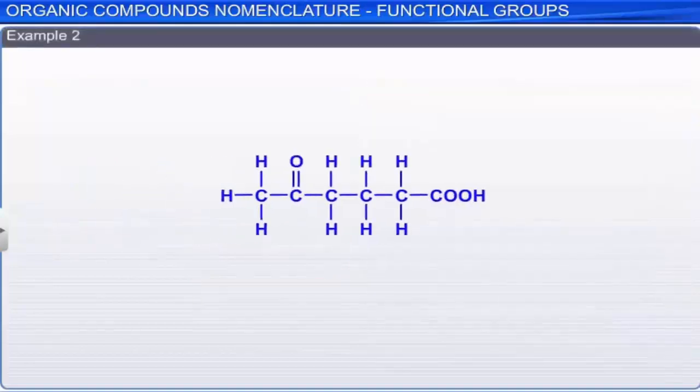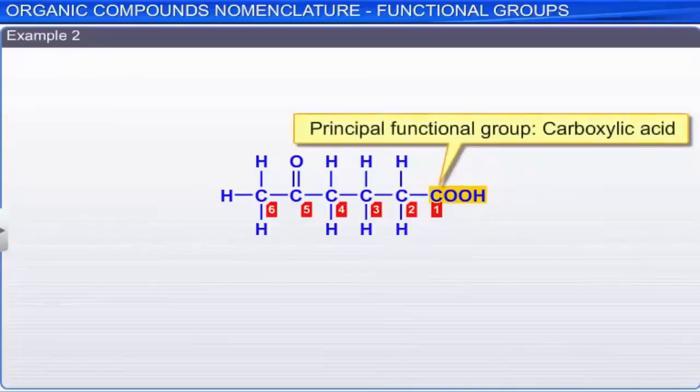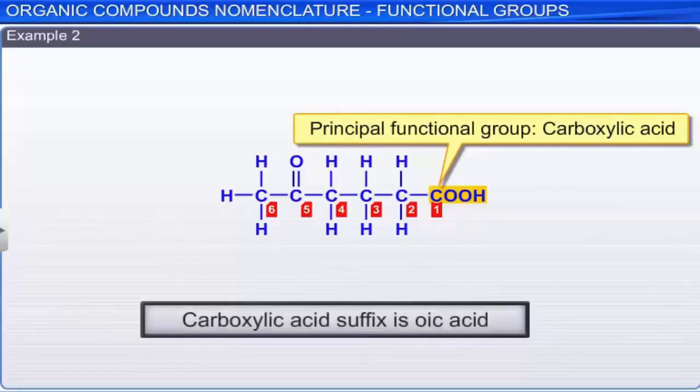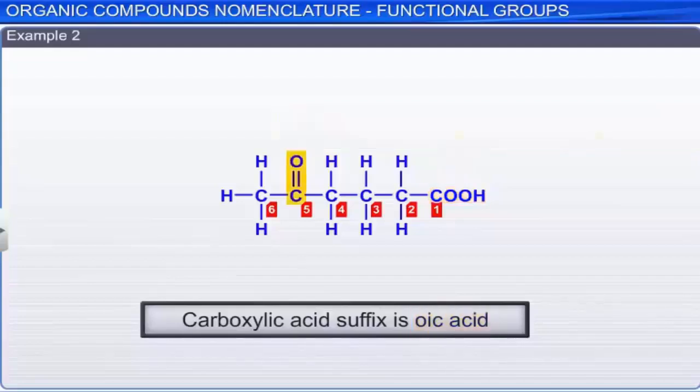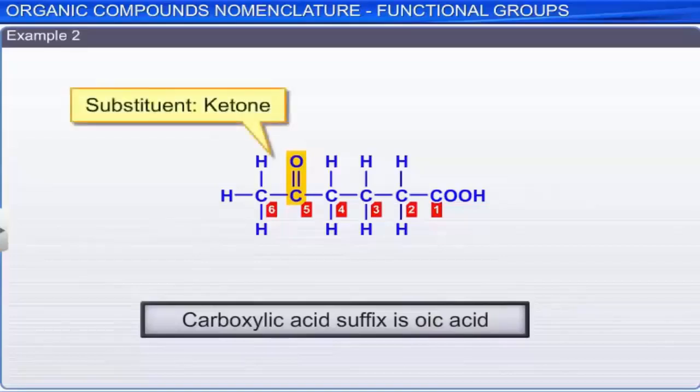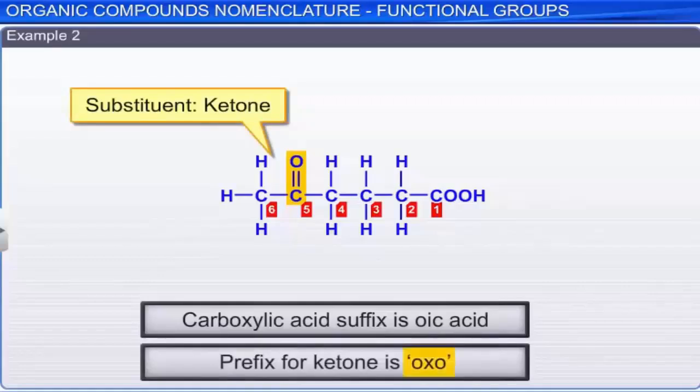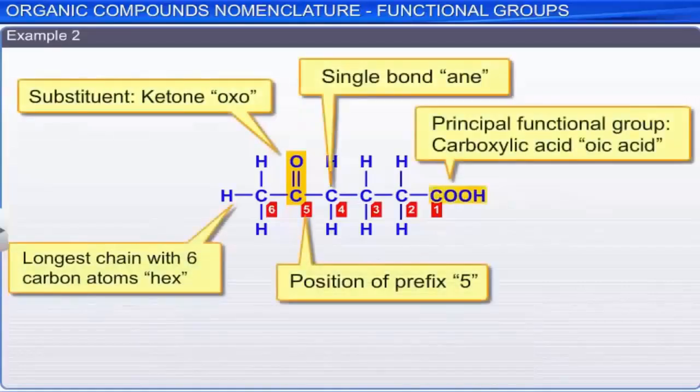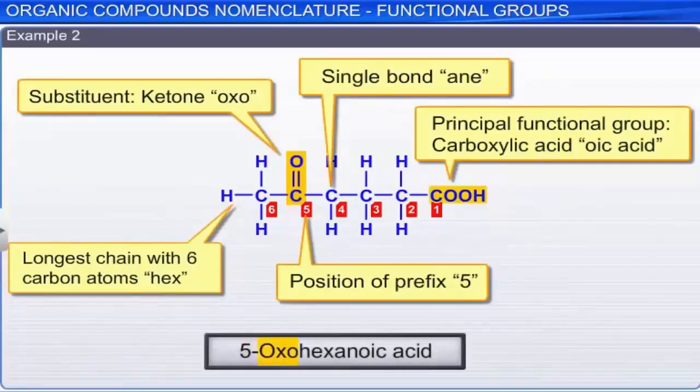For this, we need to start numbering the carbon chain from the end nearer to the carbon atom to which the principal functional group is attached. The principal functional group will come as a suffix. For carboxylic acid, the suffix oic acid is used. The other functional groups act as substituents, and they are written by using appropriate prefixes. Here, the substituent is ketone, and the prefix used for ketone is oxo. Thus, the name of the compound is 5-oxohexanoic acid.